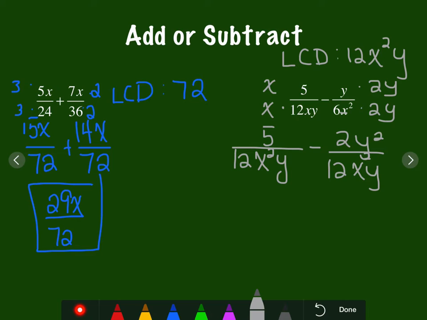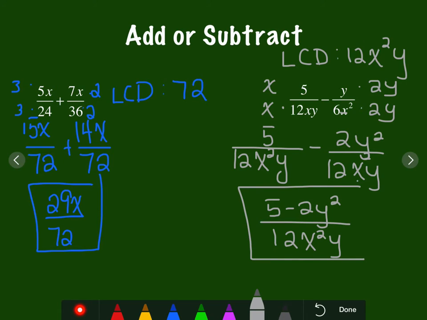Okay, now I have the common denominator. 5x minus 2y squared, that's not going to simplify. So I have 5x minus 2y squared over 12x squared y. 5x minus 2y squared does not factor, so we would leave it the way it is.